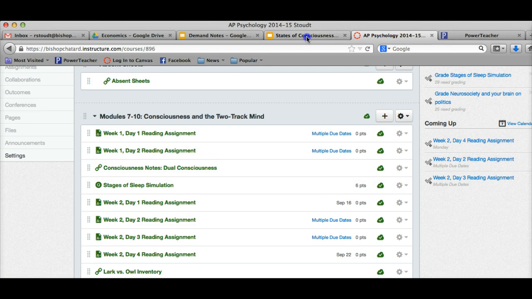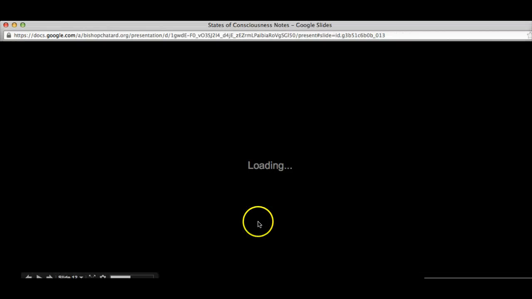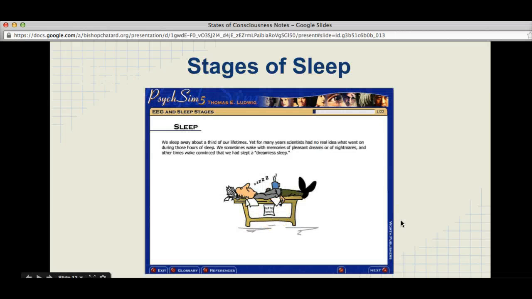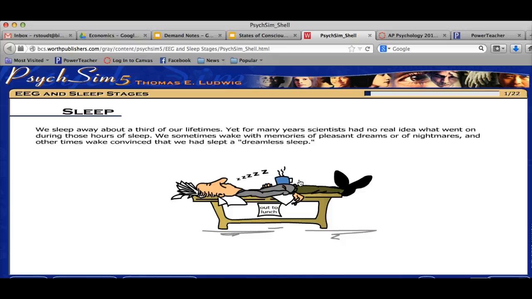All right, now I am going off the assumption that you've already found it. So I'm going through and talking about stages of sleep. This simulation is online. The problem with it is that it uses Flash Player, and your iPads don't have Flash Player. So I actually showed this in class. If you were not here, this is your review of what we did in class.